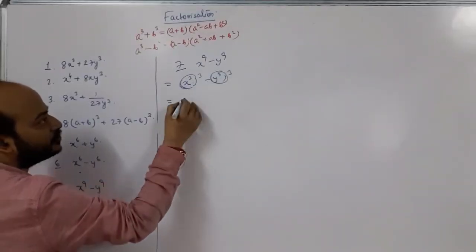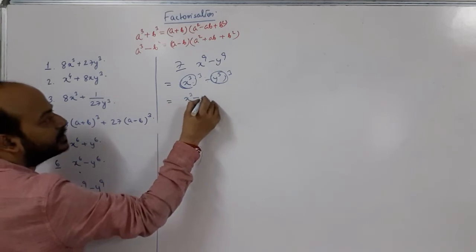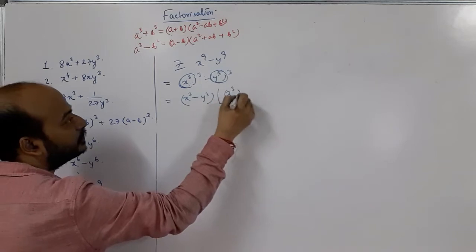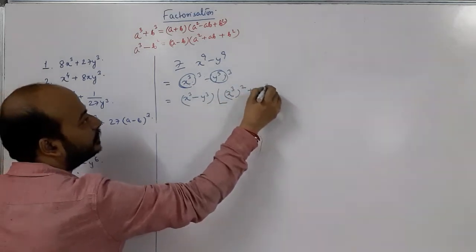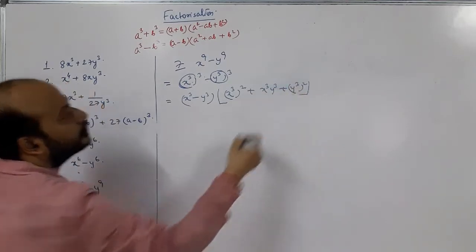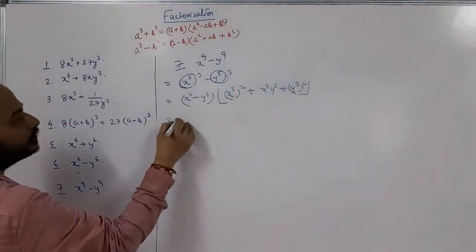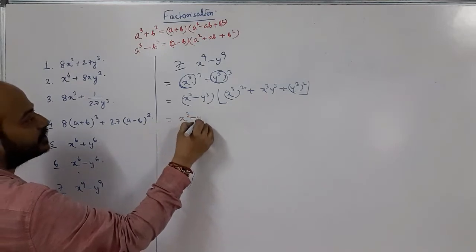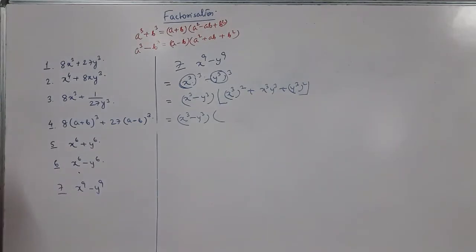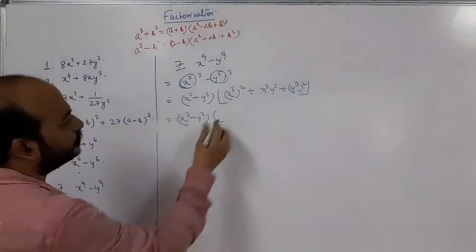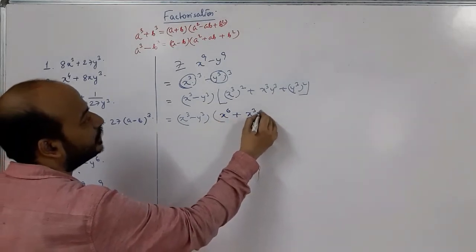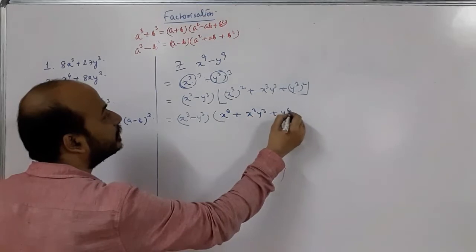So a cube minus b cube means what? a minus b, and then a square plus ab plus b square. Okay, so I get x cube minus y cube, and then again here also we get x6 plus x cube y cube plus y6.